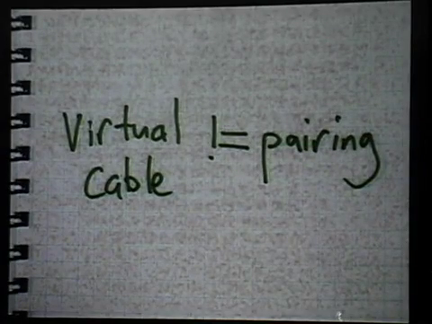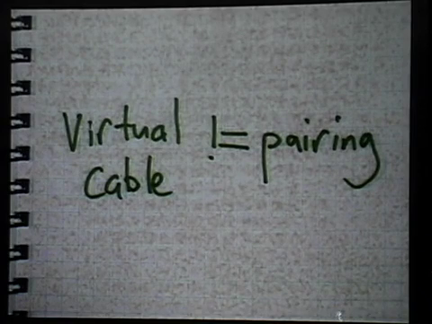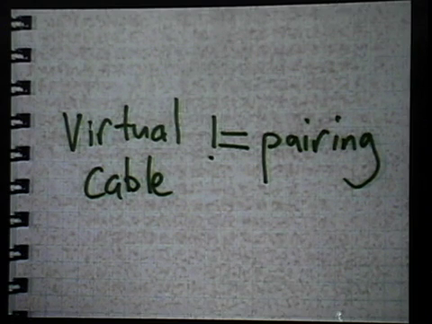And that process of connecting to each other is establishing what's called a virtual cable. But realize that virtual cabling is different than pairing. You might be familiar with pairing from other Bluetooth devices that you've used, where it uses some kind of a PIN. And the result of pairing is a link key, which is a shared secret between the two devices that can then be used for authentication and encryption down the road.